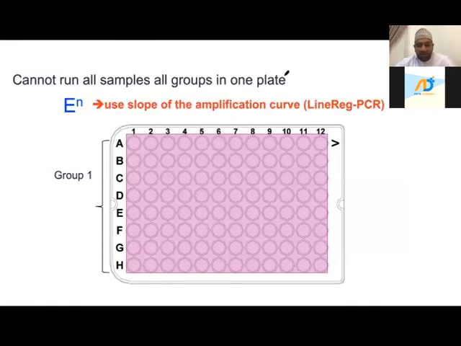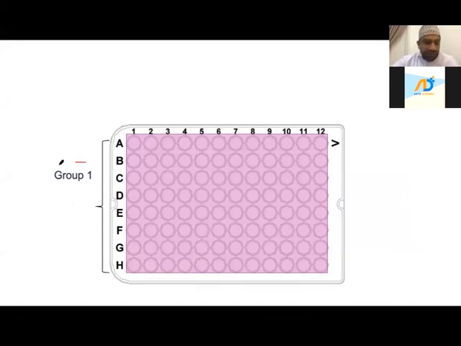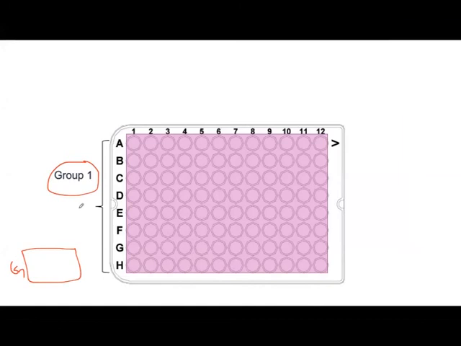Now, another case: in this example, I can run all the groups in this plate. But I actually got this issue with one of our master's students. She had so many samples, and she could not run them all in the same plate. So this is group number 1, and she needs to run group number 2 in another separate plate. She has so many samples. In this case, you cannot use delta-delta-CT, it becomes very difficult, and you also cannot use efficiency corrected delta-delta-CT.